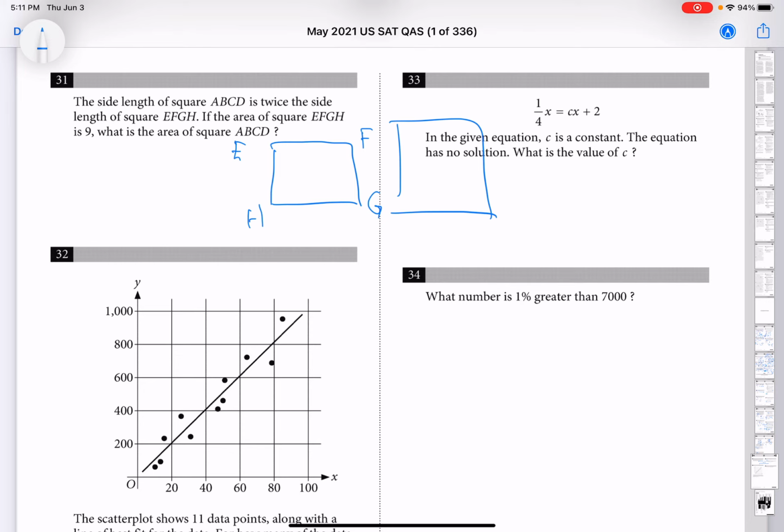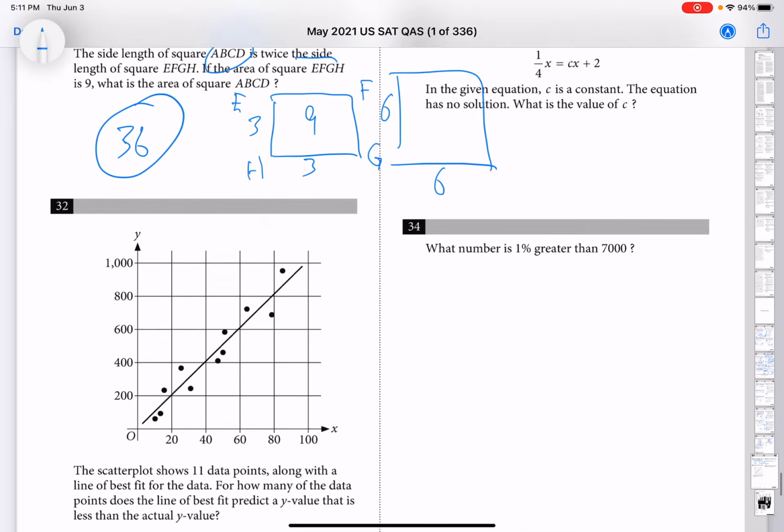And they said the area of square EFGH is going to be 9, so that means this is 3 by 3, and ABCD is twice, so that means it's going to be 6 by 6. So the area should be 36 because it'll be 6 times 6. So for number 31, the answer is 36.